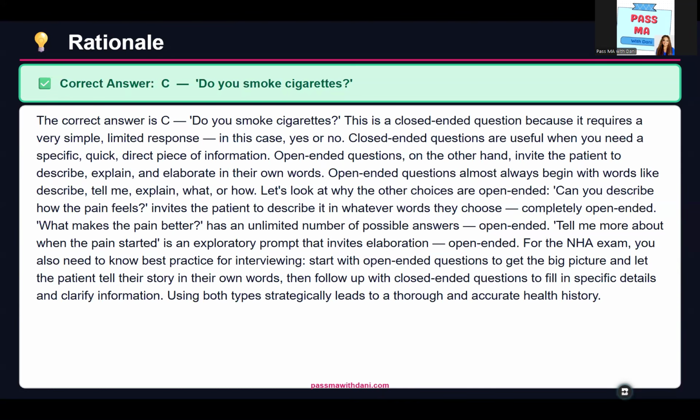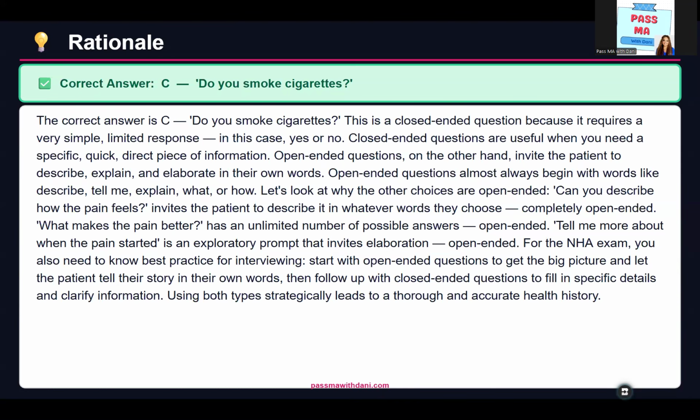When you think about open-ended questions, these almost always begin with words like describe, tell me, when, explain, what, how, okay? Can you describe how the pain feels? It's not just yes or no. You want the patient to elaborate, right? This is considered to be an open-ended question.